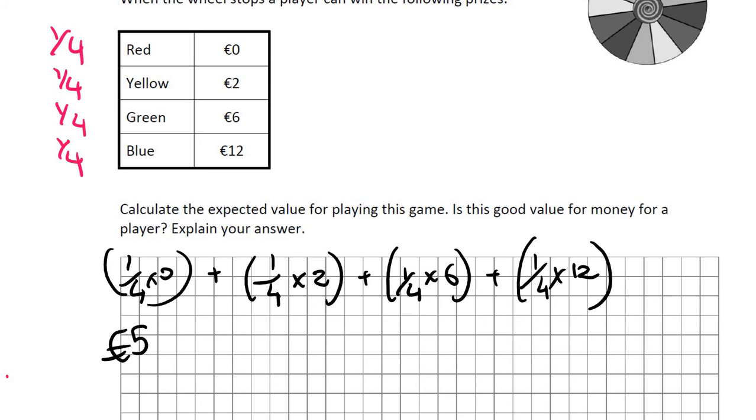Okay, so if it costs €6 to spin the wheel, is it good value? The answer is no, because the expected value of the earnings is €5. If it costs €6 to spin the wheel, then it's probably not worth your while doing it, because you expect to lose money on the game.